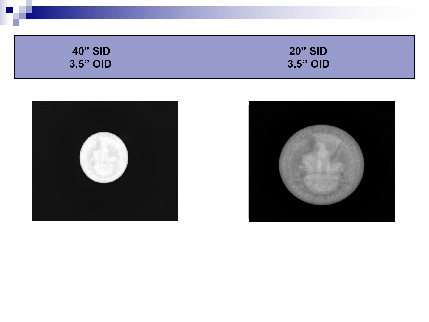Specifically, the image on the left was taken at 40-inch SID with 3.5-inch OID, and the image on the right was taken at 20-inch SID and 3.5 inches OID. And we can see the difference in the magnification between the two, so a longer SID is going to decrease magnification.